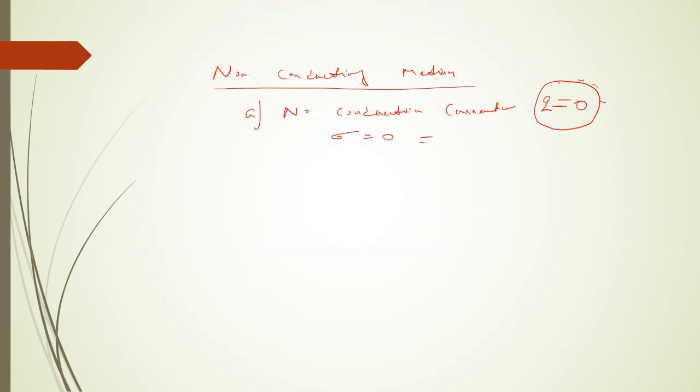Now if conductivity is zero, then J equals sigma E, the conduction current density, is zero. I have discussed conduction current density in my previous lectures. So J equals sigma E equals zero. The second thing is, if there are no charges, then the volume charge density is zero, because rho equals dq by dv. Now we have to apply these two conditions in Maxwell equations.